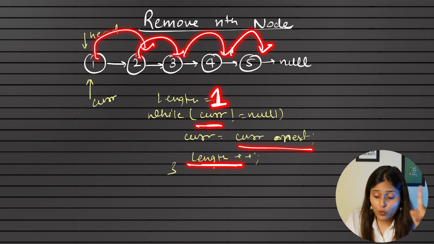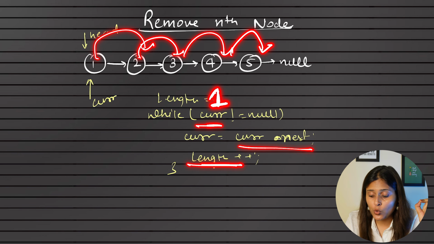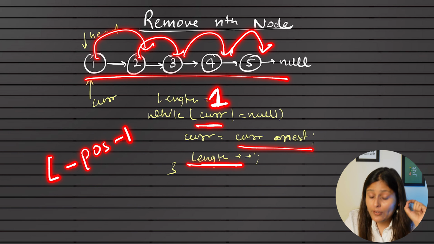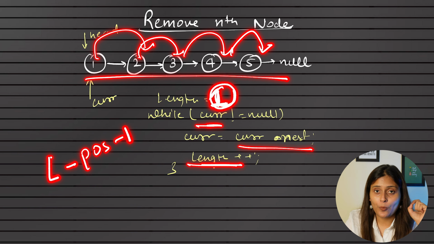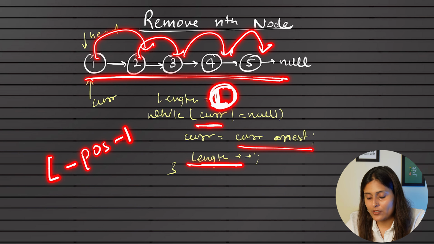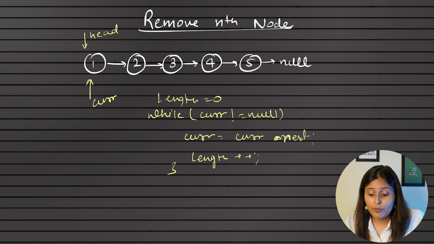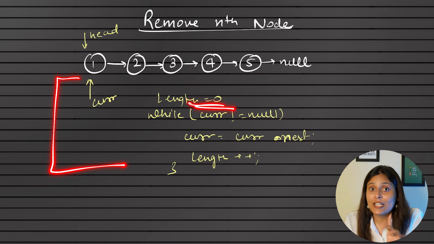So see, if you initialize your length with 1, the total length is 5, so the formula to delete will be total length minus position minus 1. If you initialize your length with 0, the total length will be 4 instead of 5. So it is already 1 lesser. In that case, length minus position will be enough. So make sure you are smart enough to know what the formula will be as per your initialized value.